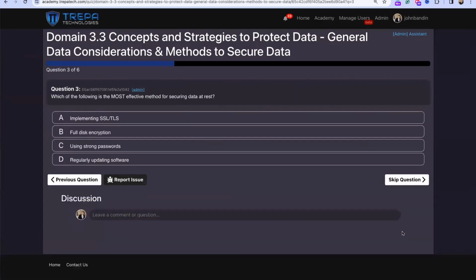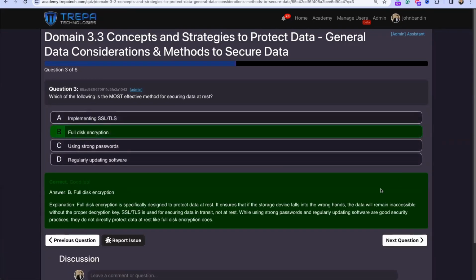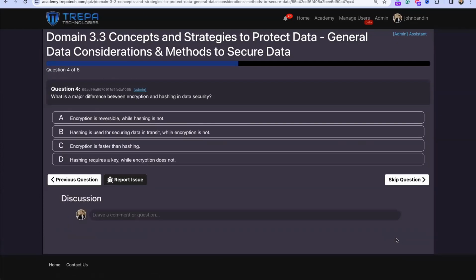Question 3, which is the most effective method for securing data at rest? So not going to be A, right? That's data in transit. Strong passwords have nothing to do with protecting data at rest. Obviously if we're using a password to access something, okay, it's protecting it. Regular software updates is something that should happen in enterprise, but it's not going to be our answer here. That's going to be B, full disk encryption. So that's things like BitLocker, right, guys? And what our iPhones do automatically.